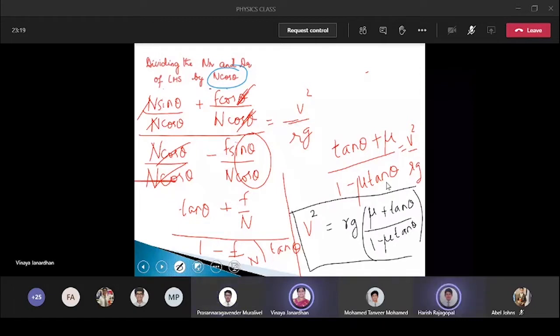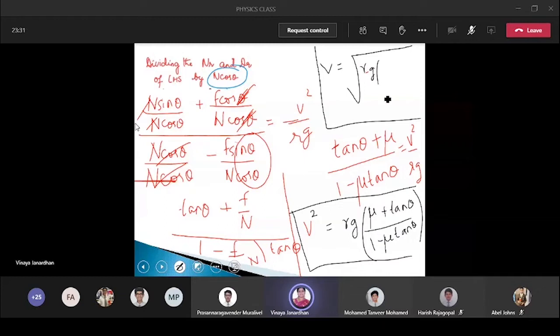Yes. Okay. Now you find V. V will be the square root. So write this. So what happens to V? V becomes equal to root of R into G into mu plus tan theta.